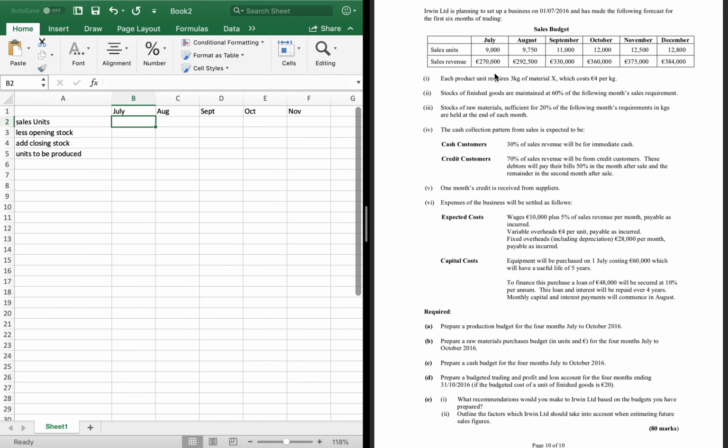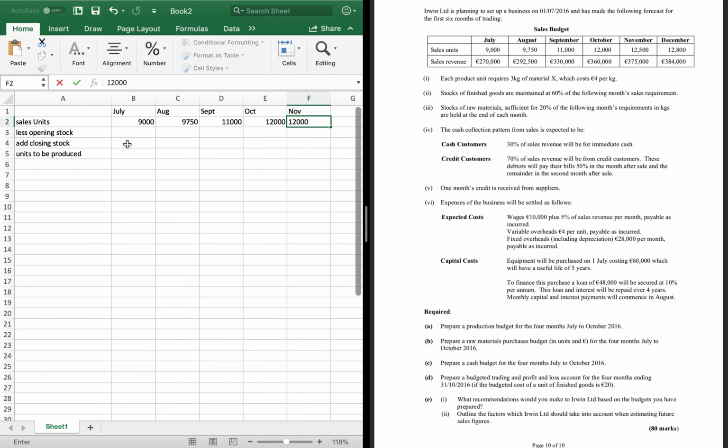So our sales in units are 9,000. The second month they're 9,750. September they're 11,000. October they're 12,000, and November they're 12,000. Now I do need December, but I'm only going to use it to find out a figure for my closing stock, so I won't write it in. We do need November. We need to know the answer for November for a later part of our question.